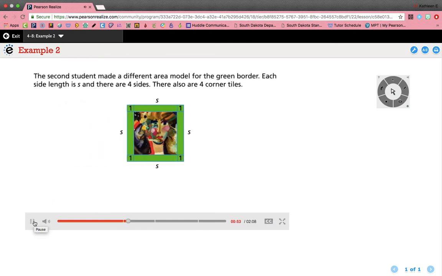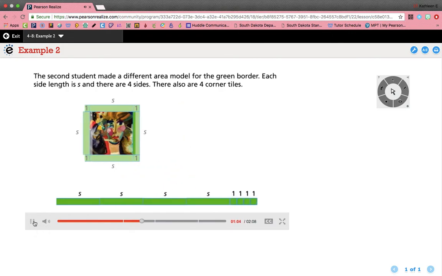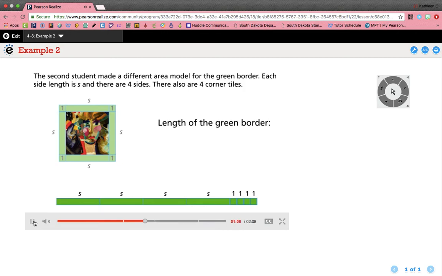The second student made a different area model for the green border. The student observed that each side length is s, and there are 4 sides. There are also 4 corner tiles. The length of the green border is equal to the sum of the 4 side lengths of the square, plus 4 times 1, or 4.